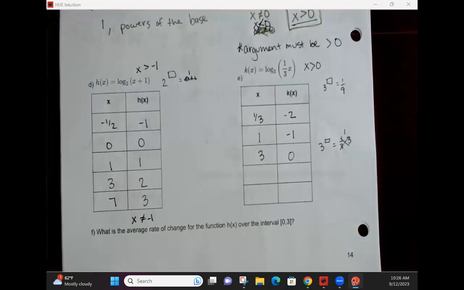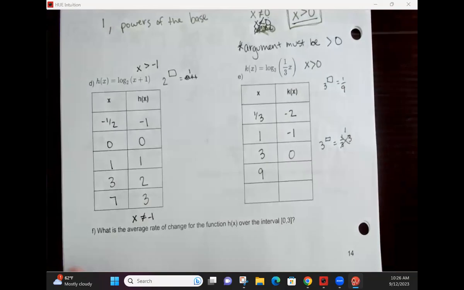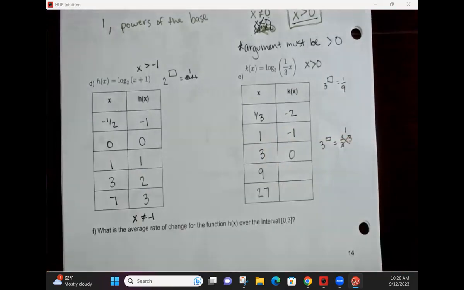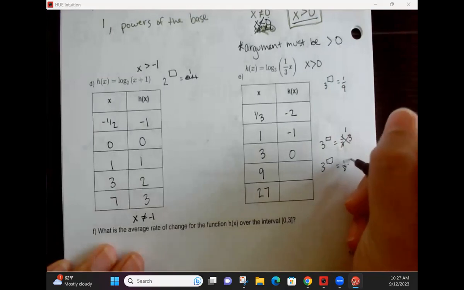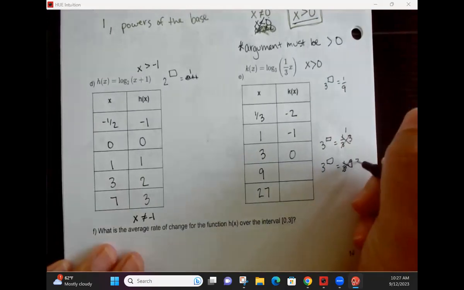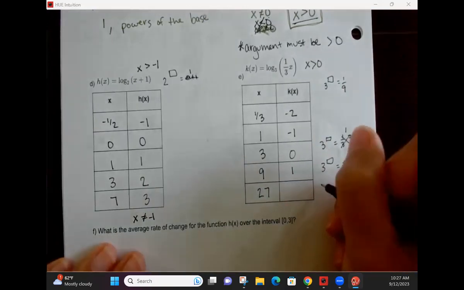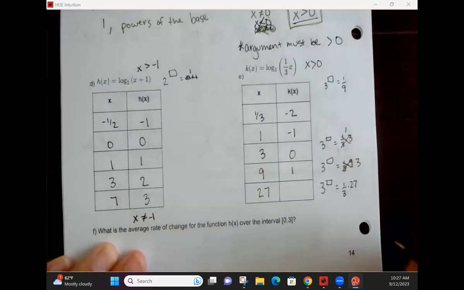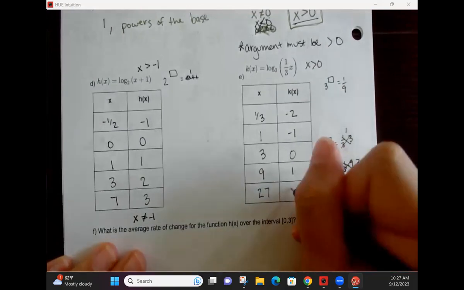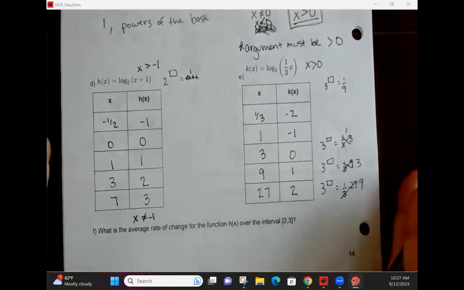Then 9. Is that what you picked next? And then depending on where you started, maybe 27 was your next value, or maybe you were done with your table by then. If I use 9, this would be 3 to what power gives me 1/3 times 9? A third of 9 is 3. So this would be 3 to the first, gives me 3. And if you use 27, 3 to what power gives me 1/3 times 27? A third of 27 is 9. So that would be 3 squared. Questions on these?